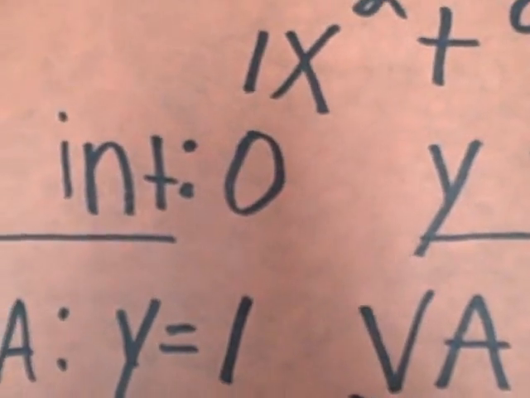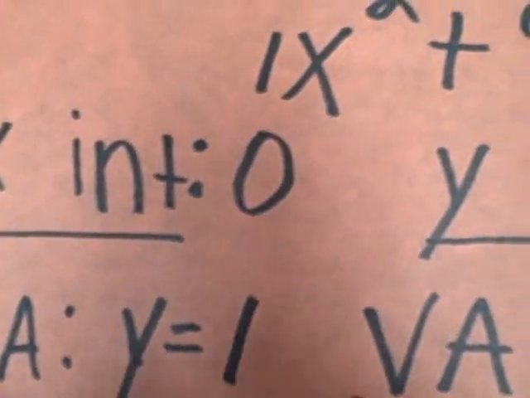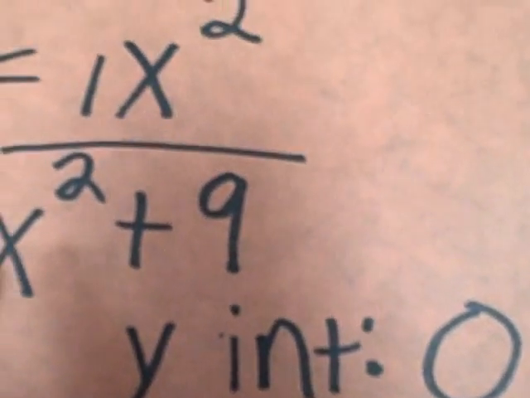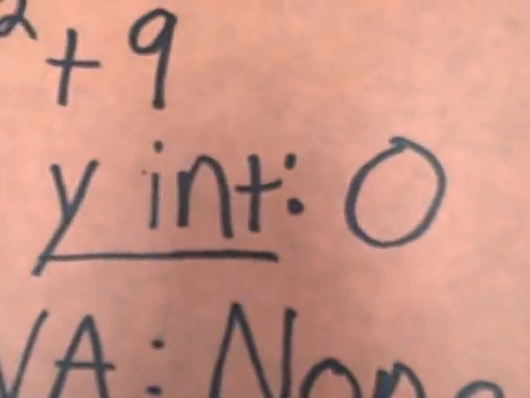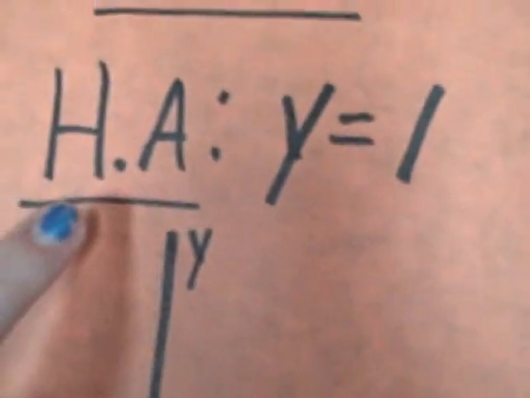then it's going to equal 0. So your x-intercept is 0. Y-intercept is you put 0 in for x. When you do that, you get the answer to be 0. And then your horizontal asymptote.